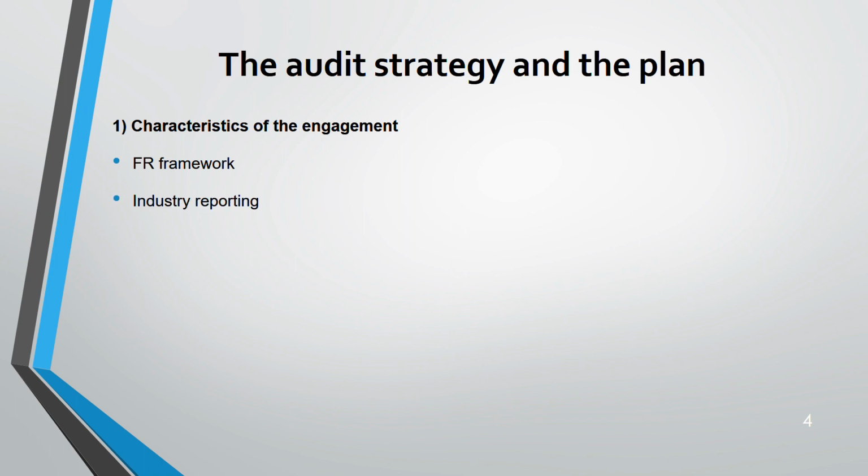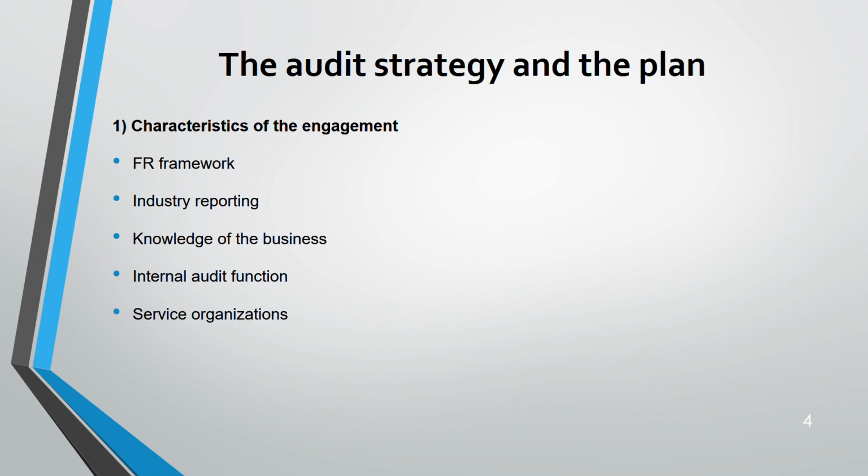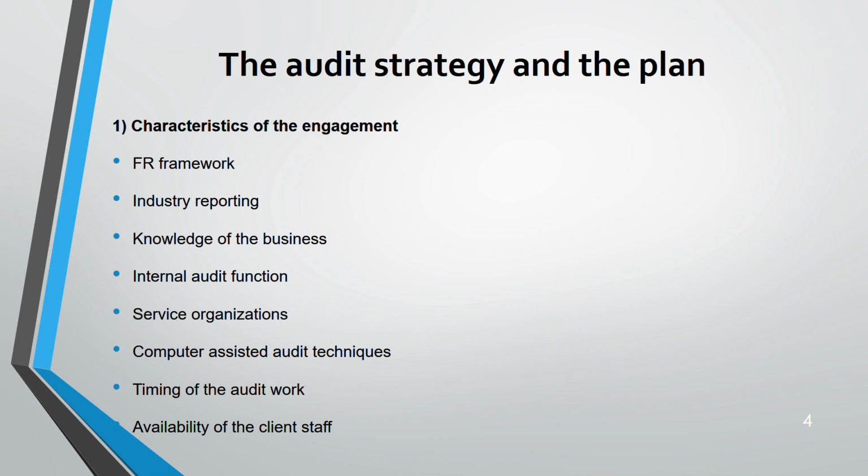Next, industry reporting. Whatever industry you are working in, they have specific reporting and specific regulations. You need to know it. Third, knowledge of the business, very important. Then internal audit function, service organizations, computer assisted audit techniques, which stands for CAAT, because now everything is computerized, so this will be there. Timing of the audit work, very important. Every audit requires a timing. Are you going to do it for 3 months, 4 months, 6 months? And you should make sure your staff is available.